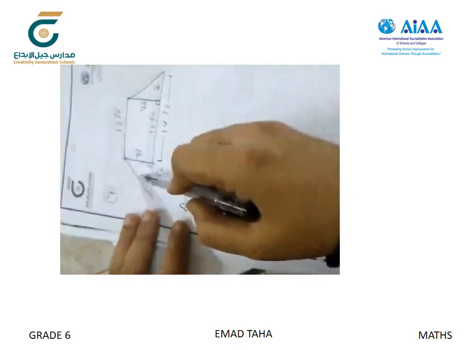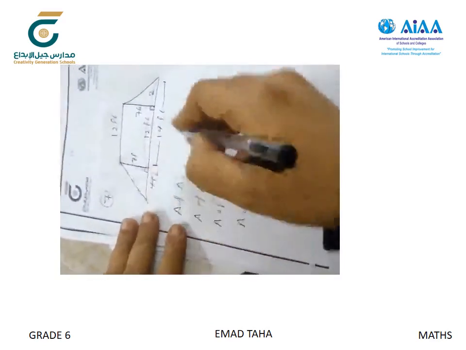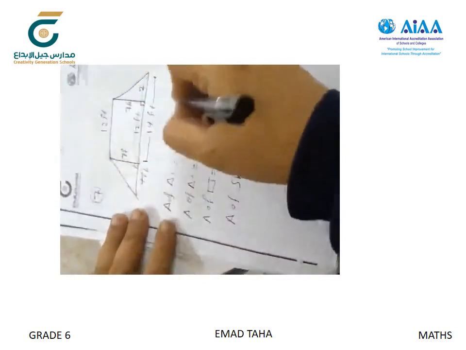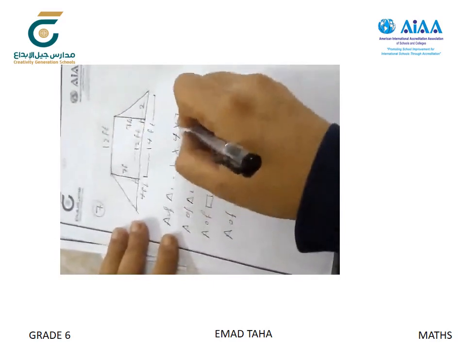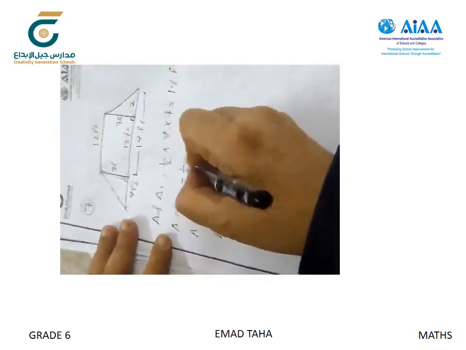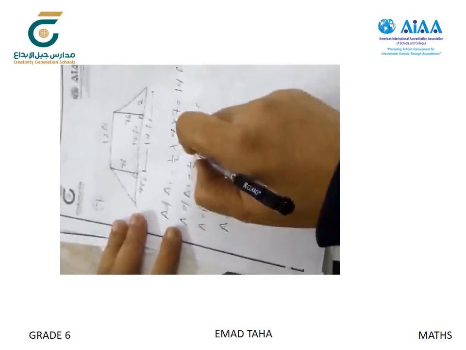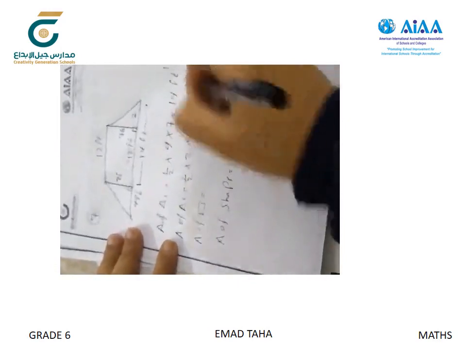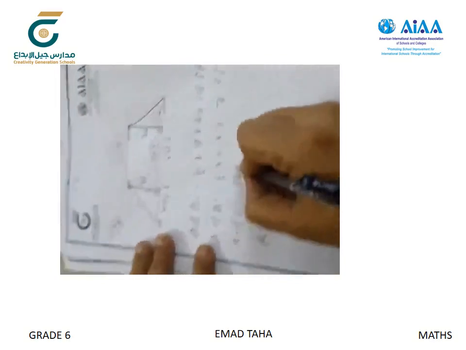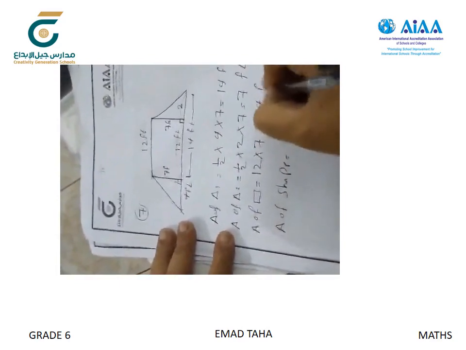Now we have three shapes: a triangle, a rectangle, and a triangle. The area of the first triangle equals half times base, which is 4, times height, which is 7. Half of 4 equals 2, times 7 equals 14 feet squared. And the area of the second triangle, half times base equals 2 and the height equals 7. Half of 2 equals 1, times 7 equals 7 feet squared. And the area of the rectangle, length times width, length equals 12 and width equals 7. So 7 times 12 equals 84 feet squared.